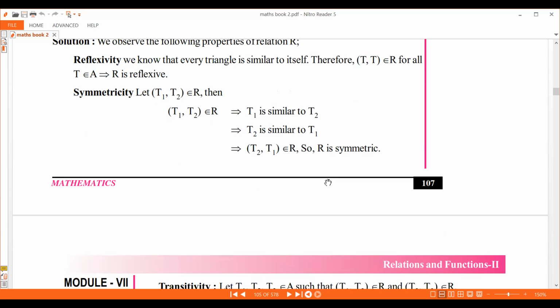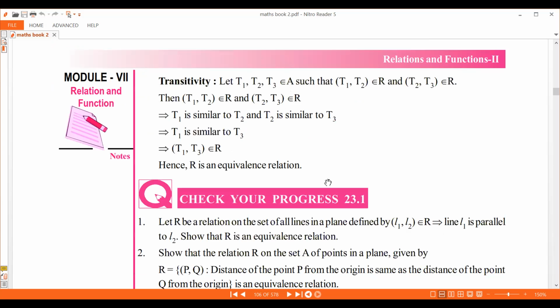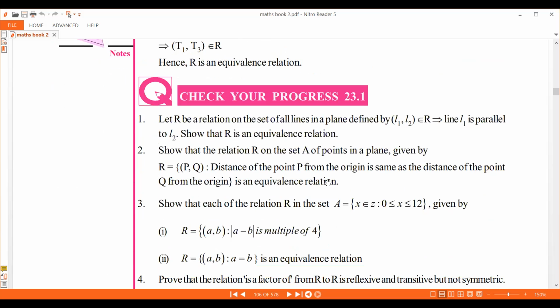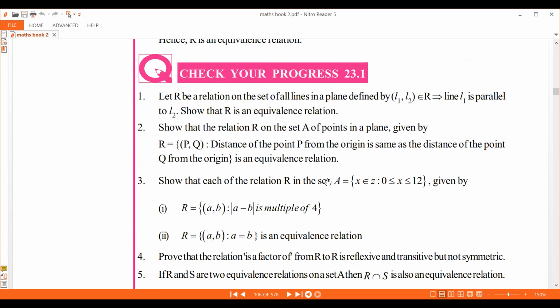Because T1 is similar to T2 and T2 is similar to T3, definitely T1 is similar to T3. Clear? Now let's see the progress. Check your progress. Clear up to now?